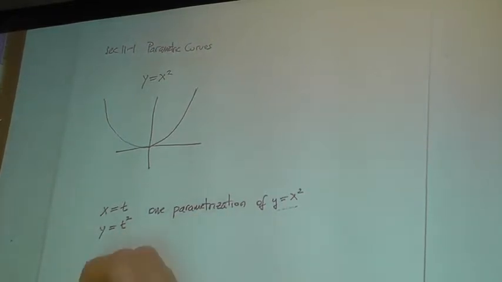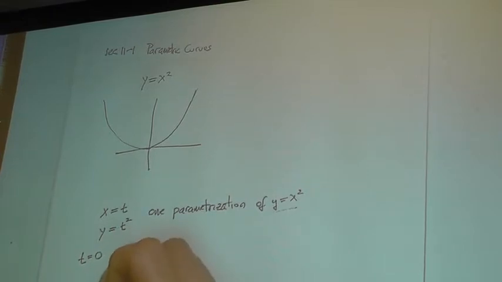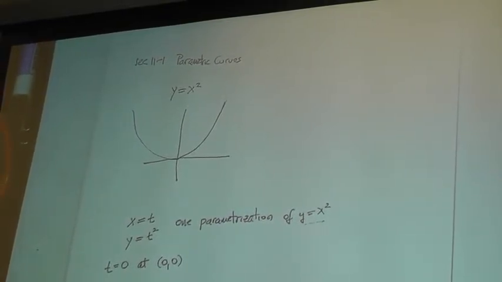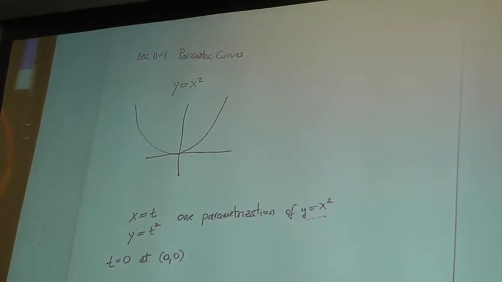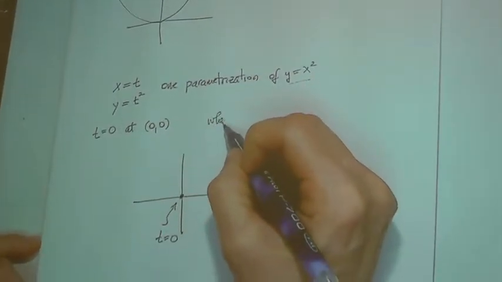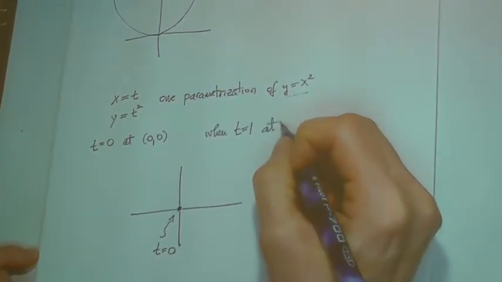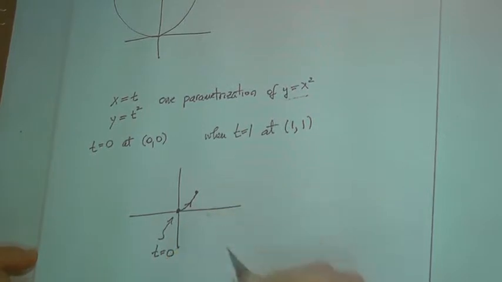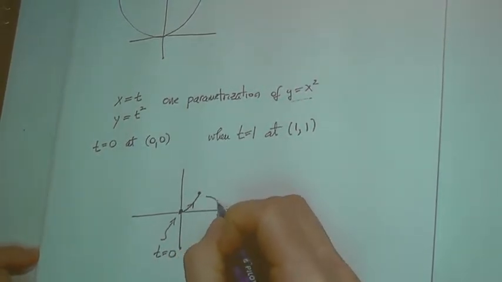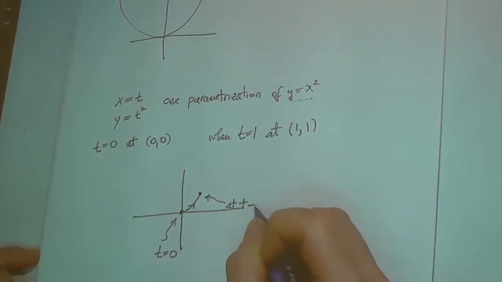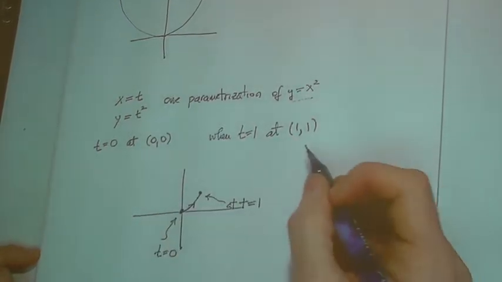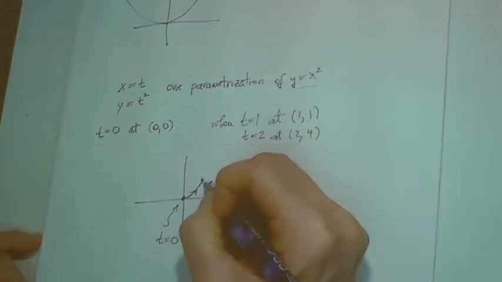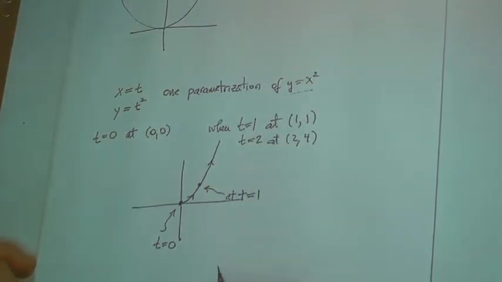And so what I would observe is when t is 0, I'm at the point 0, 0. So I'm here at time 0. When t is 1, I'm at the point 1, 1. So I'm moving in this direction, and this would be the point 1, 1, and I would be here at time t equals 1. And similarly, when time is 2, we are at the point 2, 4, etc. And so my direction of motion looks like this.